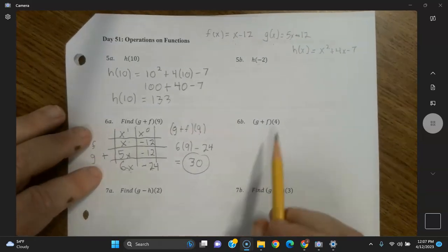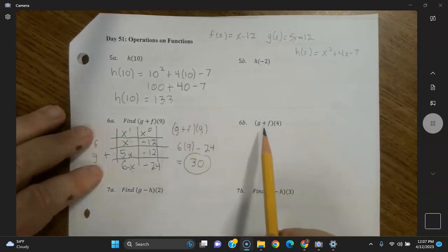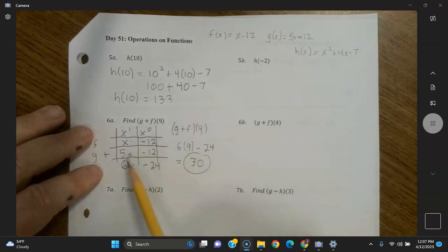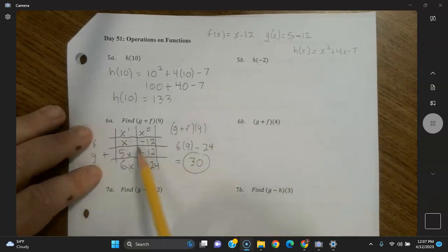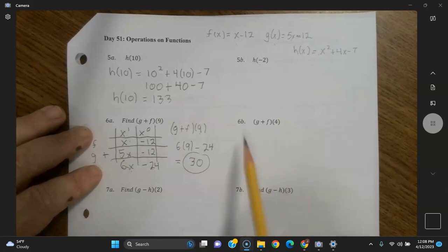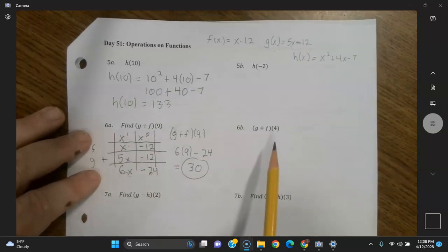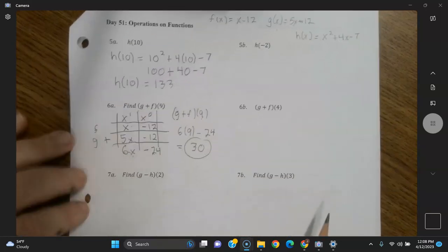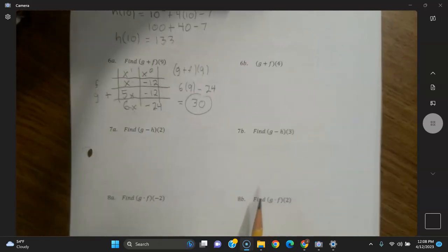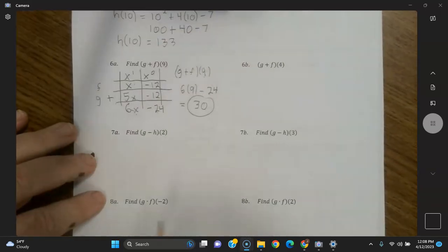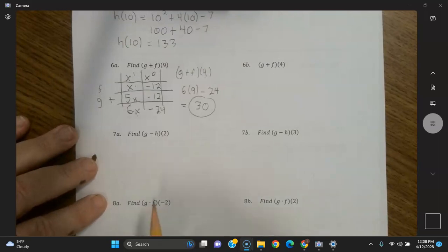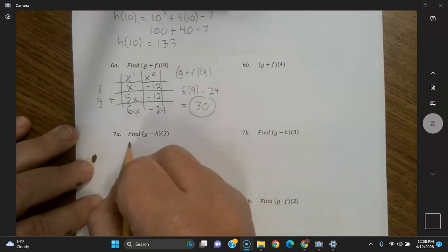Okay, and you go ahead and do this one, same two functions. Okay, I'd still like you to write this out, because the idea is to practice this, not just to copy it. So write this out, be sure you know how to add those two functions, and then plug 4 in instead of 9. All right, next one is a subtraction. Okay. So we're going to do that.